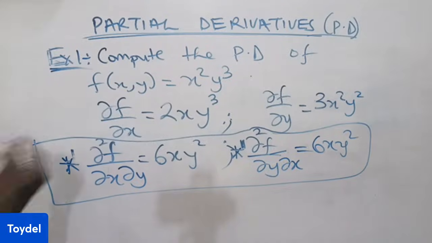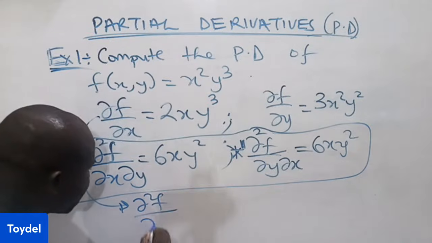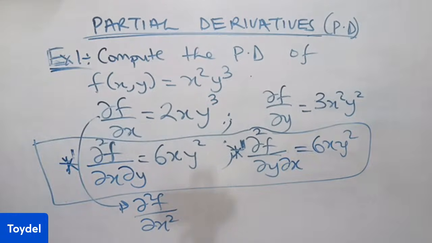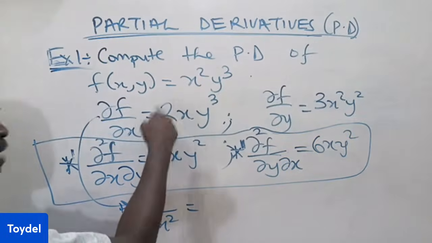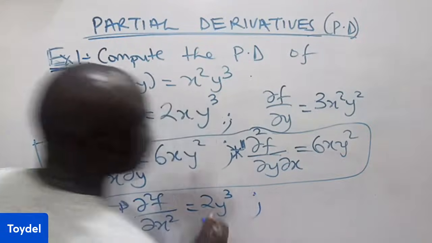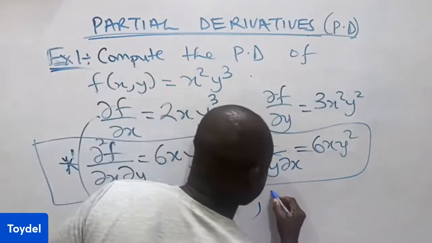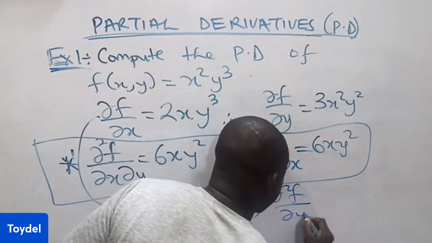Then we can also say that we can have partial squared f over partial x squared. When we differentiate this again with respect to x, that will be 2y cubed. We can also differentiate partial squared f over partial y squared. That is, we can have partial squared f over partial y squared.